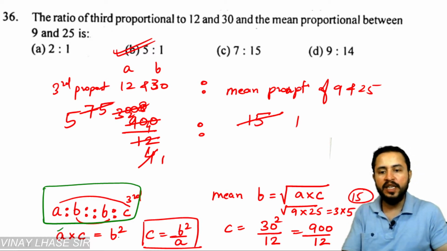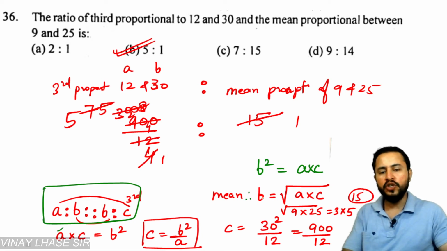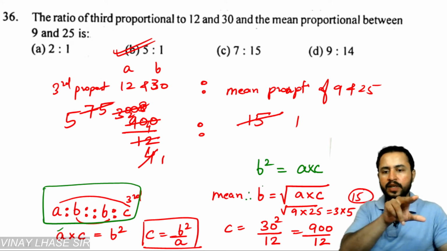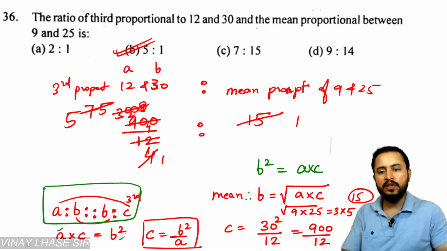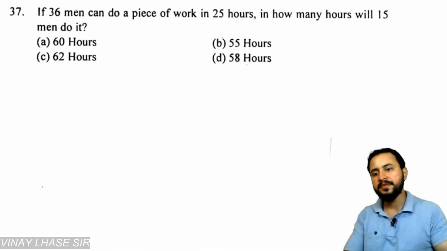And B is equal to nothing but, look, B square is nothing but, you know this. We know this, B square is equal to AC. A into C, and therefore the mean proportional B is equal to under root of AC, and C is equal to B square upon A, okay? Let's move to the next.